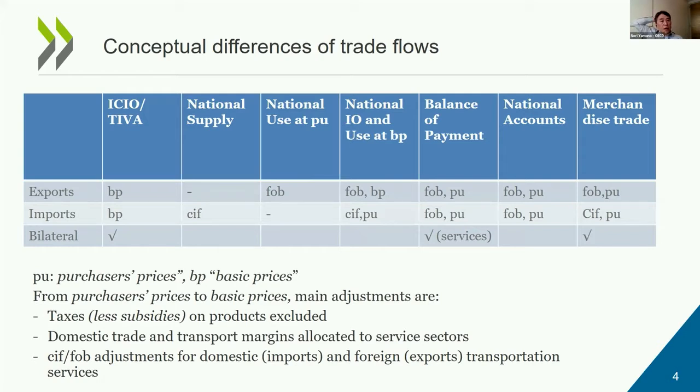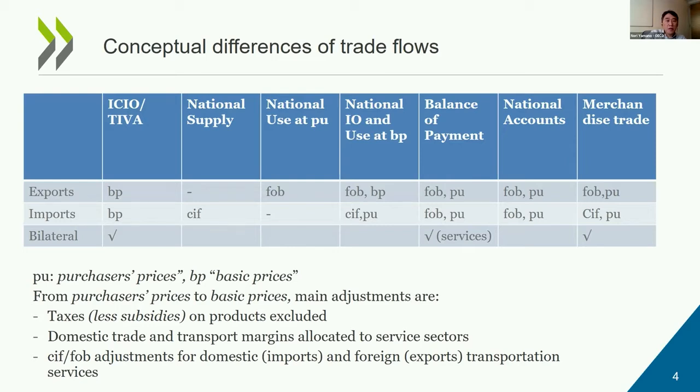Once we explain carefully to ordinary users, they can understand why the difference appears between the ICIO and the national sources. But we also sometimes think that the national sources are good. We sometimes need to consider the trade balances in purchaser's price or FOB rather than basic price in the product origin countries. So there are still remaining issues about how we can present the trade flows in the inter-country IO system.